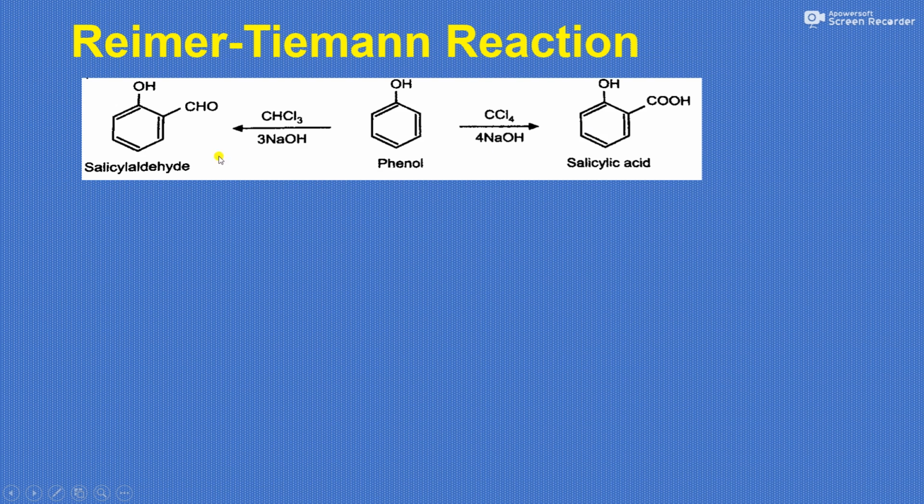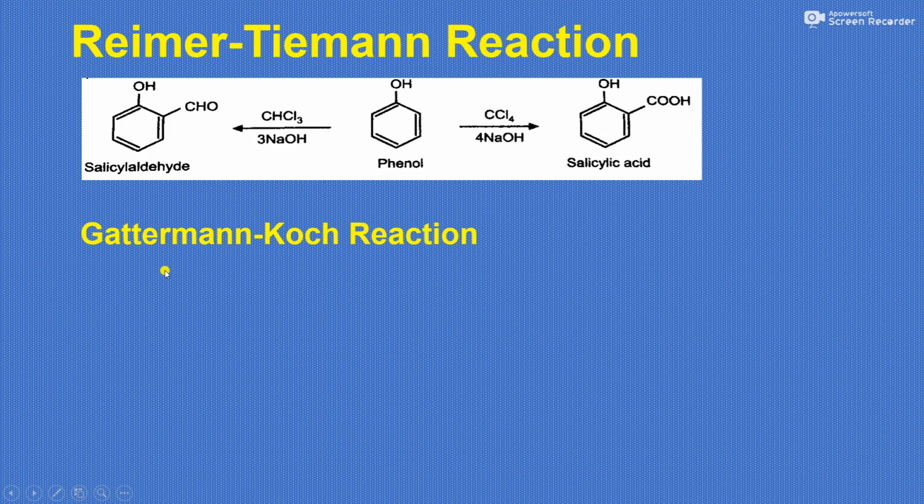So formation of salicylaldehyde from phenol: when phenol is reacted with chloroform, CHCl3, in presence of sodium hydroxide, one formyl group gets introduced at the ortho position. This reaction is known as the Reimer-Tiemann reaction. So the next reaction is the Gattermann-Koch reaction.